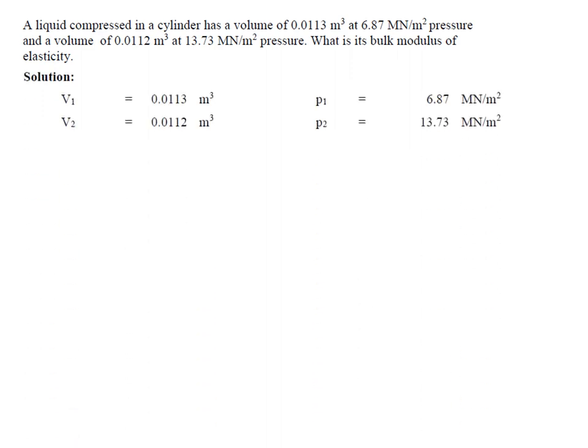So the data given is volume. Initial volume was 0.0113. Because of the increase in pressure, it is reduced to V2, which is 0.0112 meter cube. The initial pressure is 6.87 meganewton per meter square, and it is increased to pressure P2, which is 13.73 meganewton per meter square. Therefore I know that K is dou P divided by dou V by V. The increase in the pressure is P2 minus P1, whereas the change in the volume is V1 minus V2. Original volume is V1. So I get 775.18 meganewton per meter square as the bulk modulus of elasticity.